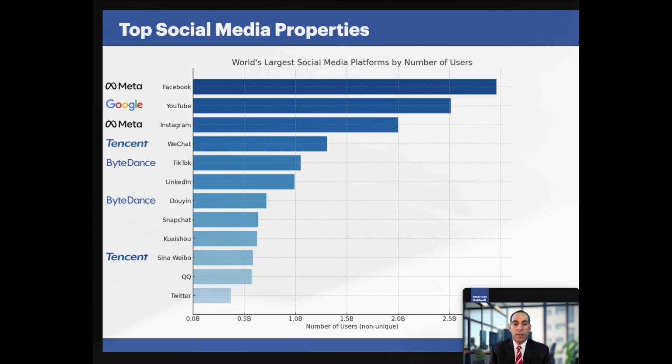If we look at who are the owners of some of these properties, as you can see, Meta owns Facebook and Instagram, so they have kind of the lion's share of social media users. We have YouTube, which we're going to get into more in a minute. And then you could see that ByteDance owns TikTok and Douyin, which is the Chinese version of TikTok, and Tencent owns WeChat and Sina Weibo.